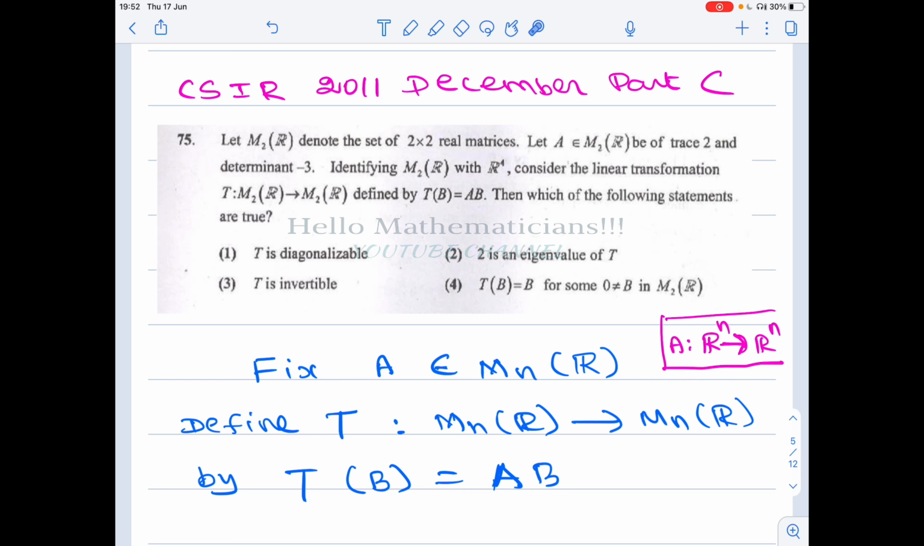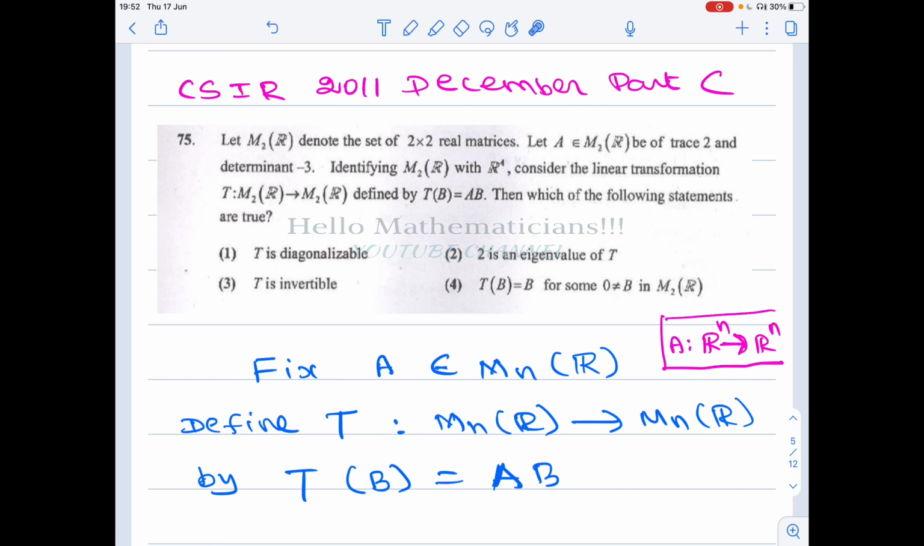Now we define a linear transformation from M2 of R to M2 of R. A linear transformation can be defined between any two vector spaces. This M2 of R is also a vector space, right? You can add two matrices, you can scalar multiply a matrix, therefore M2 of R forms a vector space.